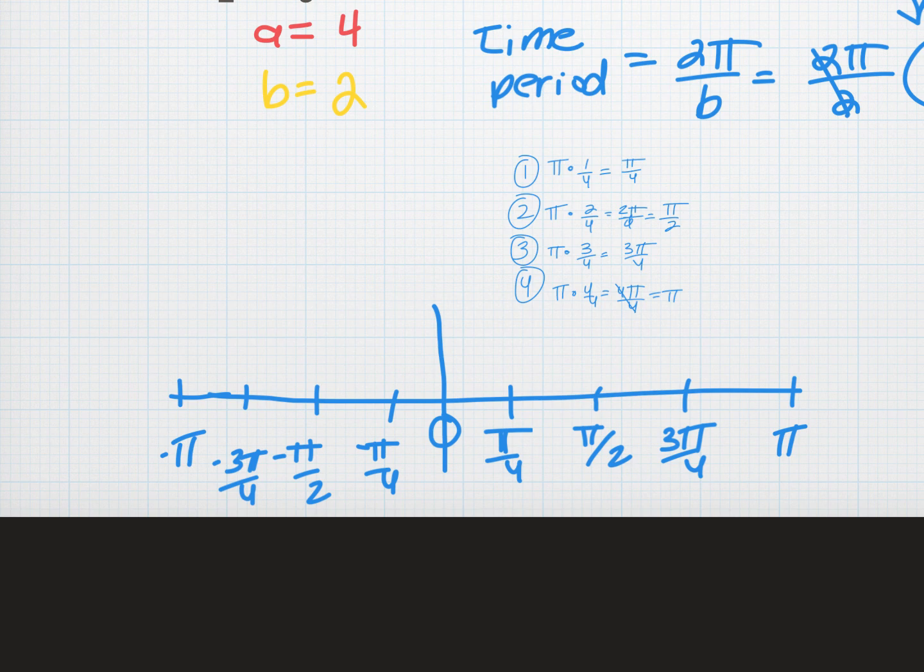What we're looking to see when you guys are doing your test is, do you have the correct increments? It's not always going to be pi over 2, pi, 3 pi over 2, 2 pi. It depends on the time period. But so did you do the math correctly? Do you have it on the graph right?